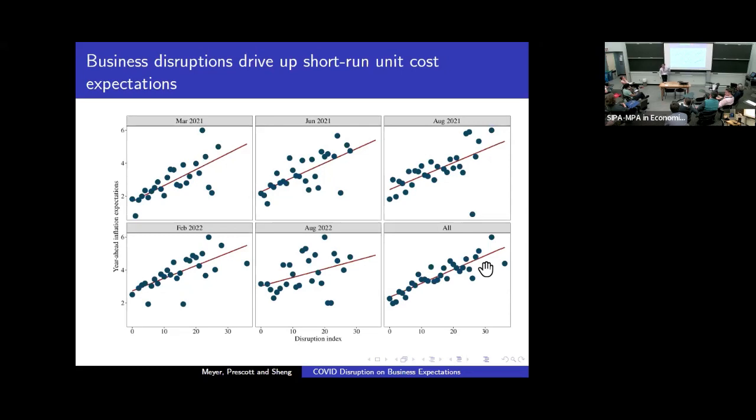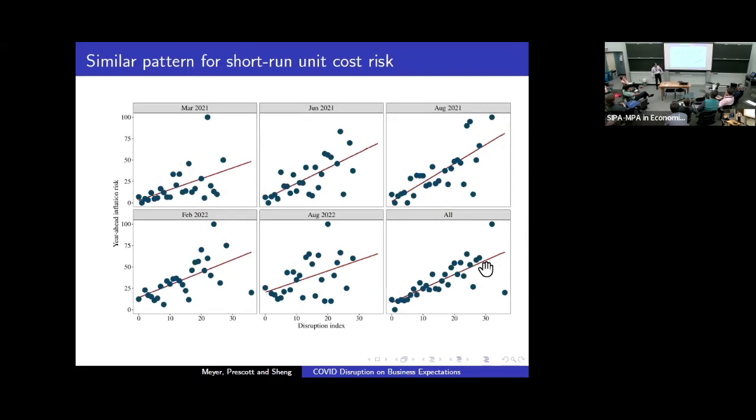Of course, we are not arguing supply chain disruption is the only reason that pushes up cost expectations. The demand factors play a very important role here, and that's what I'm going to show you in the next slide. If we plot the disruption index against the balance of risk for unit cost, we see a similar structure.